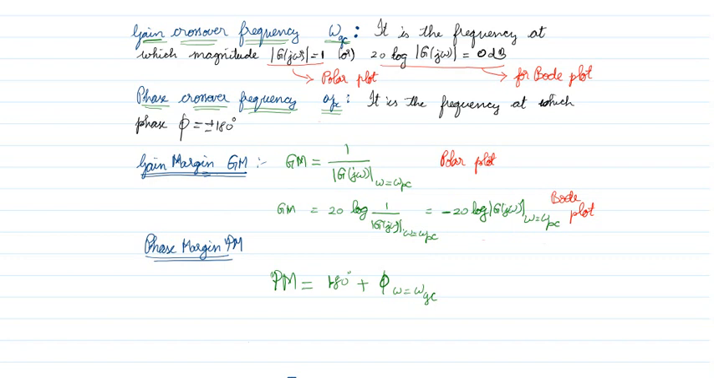Then phase margin. What is phase margin? It is nothing but 180 degrees plus the phase angle at omega GC. So to find the phase margin, we have to first find the gain crossover frequency. After finding the gain crossover frequency, we can easily find the phase margin. 180 degrees plus the phase at what frequency? Gain crossover frequency, right?